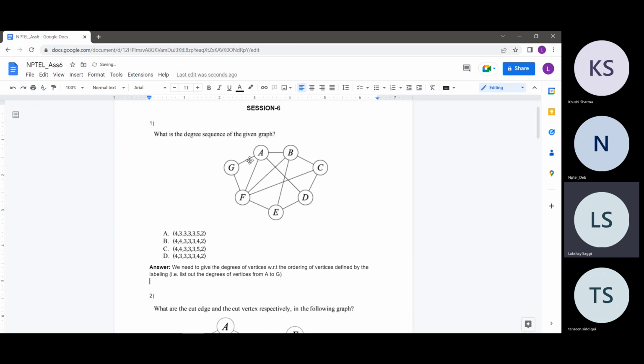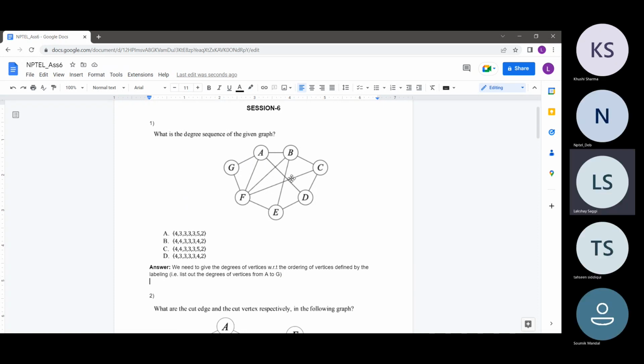For writing the degree of A, it has 4 outgoing edges, so the degree of A will be 4. Then we find the degree of B, which is again 4, since B has 4 outgoing edges. Then C has 3 edges, so then will come a 3. Then the degree of D is again 3, since there are 3 edges going out of D. Out of E there are again 3 edges, so again 3. And from F there are 5 edges, actually 1, 2, 3, 4, 5.